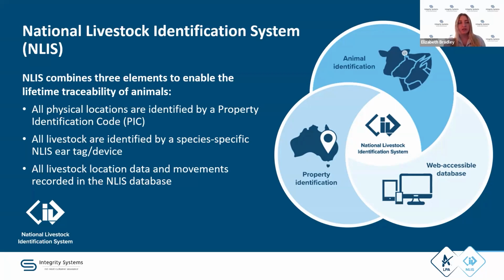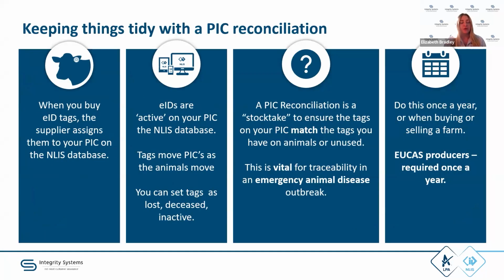And we're going to talk about how we keep the tags matching what's actually on the property and the database all nice and tidy. The key thing to remember is that when you buy tags, you might buy them from an online seller, you might go to your rural retailer, or if you're in Victoria, buy them through the tag room. When you buy those tags, the tag manufacturer codes them and uploads them to the database and puts them onto your PIC in the database for you. So when you buy the tags and you physically get them in the post, they're already on the database ready for you to use.